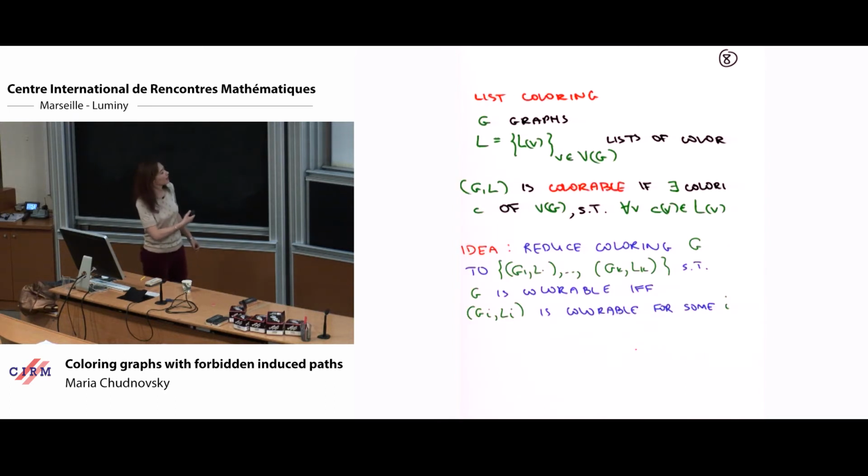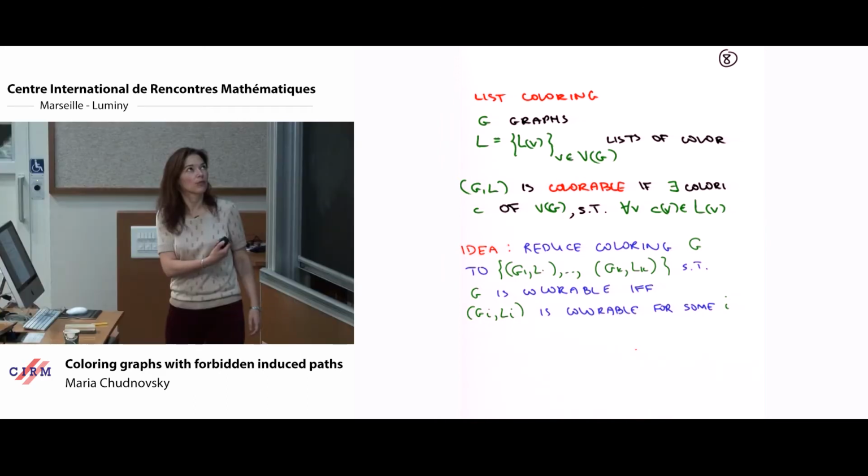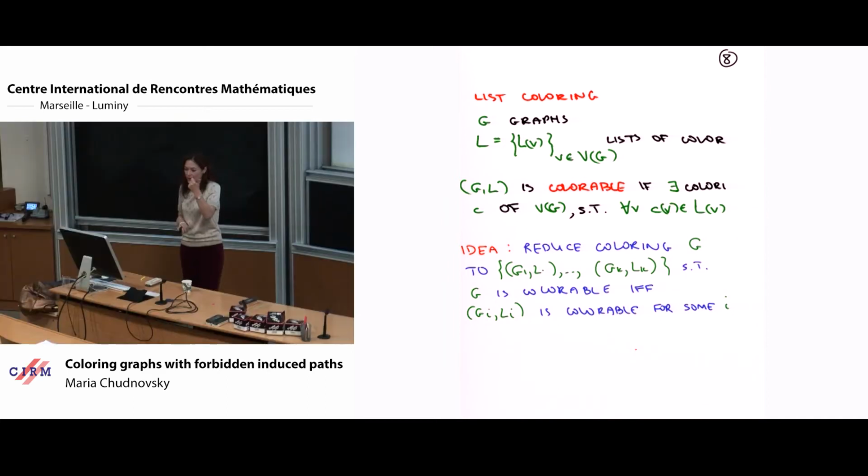Okay, so let's see. First of all, let me tell you some tricks. The first trick is, as I already mentioned, list coloring. Again, here's the formal definition. You have a list for every vertex, and a graph G with lists L is colorable if there's a coloring so that every vertex is colored from its list. And coloring to me always means adjacent vertices get different colors. I omit the word proper because I'll only talk about proper colorings.